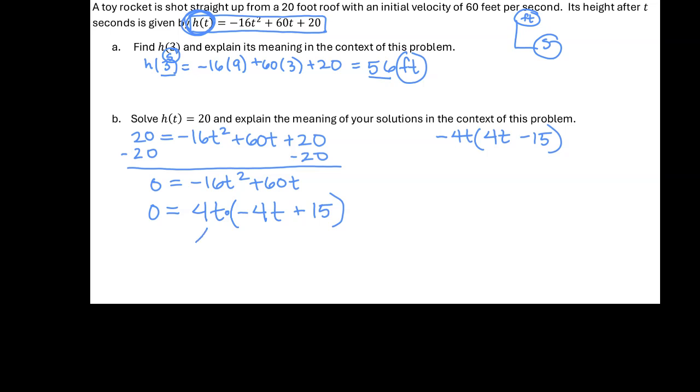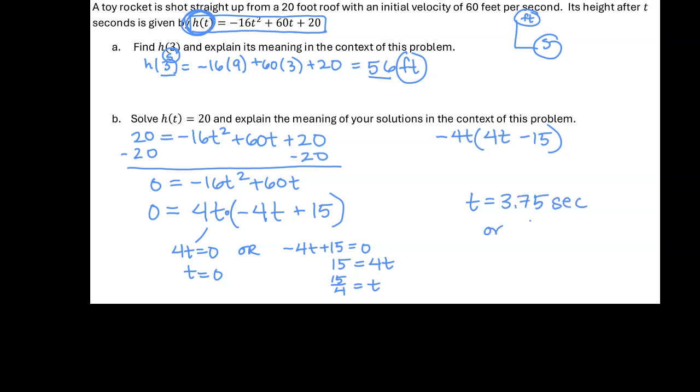We just need to take it apart and say then either 4t has to equal 0, or negative 4t plus 15 has to equal 0. 4t is going to equal 0 only if t is 0. For this other one, I think I'll add the 4t to both sides, and then we can divide by 4. We get 15/4. For the purposes of the word problem, we can go ahead and convert that to a decimal. So t equals 3.75 seconds, or 0 seconds. And I think both are fine.